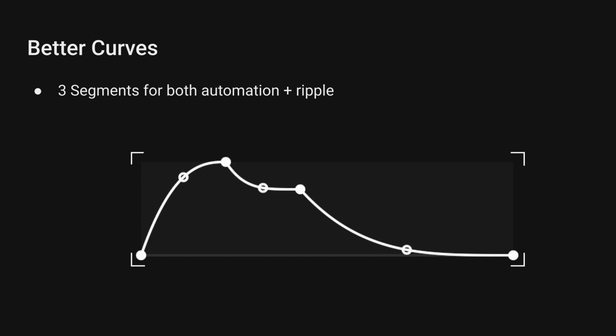Ripple Free is also getting way better curve controls. So you now get 3 segments for both the automation and Ripple section curve editors. This is going to make so many sounds possible that just previously weren't there in the free version, and it's just a completely huge expansion in the total space of possible sounds that you can make with this plugin. I'm really excited to see what people are able to make with this.